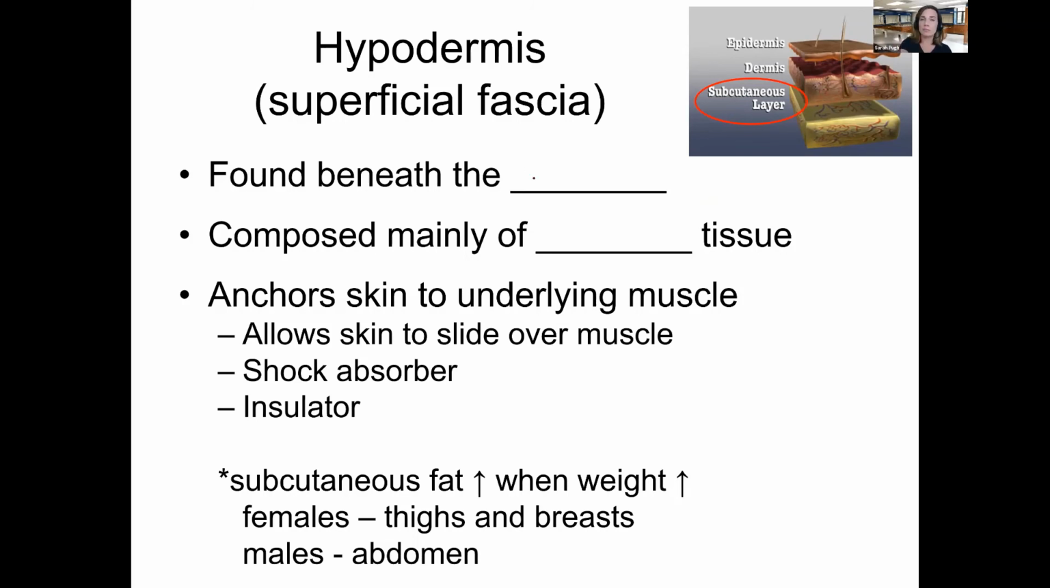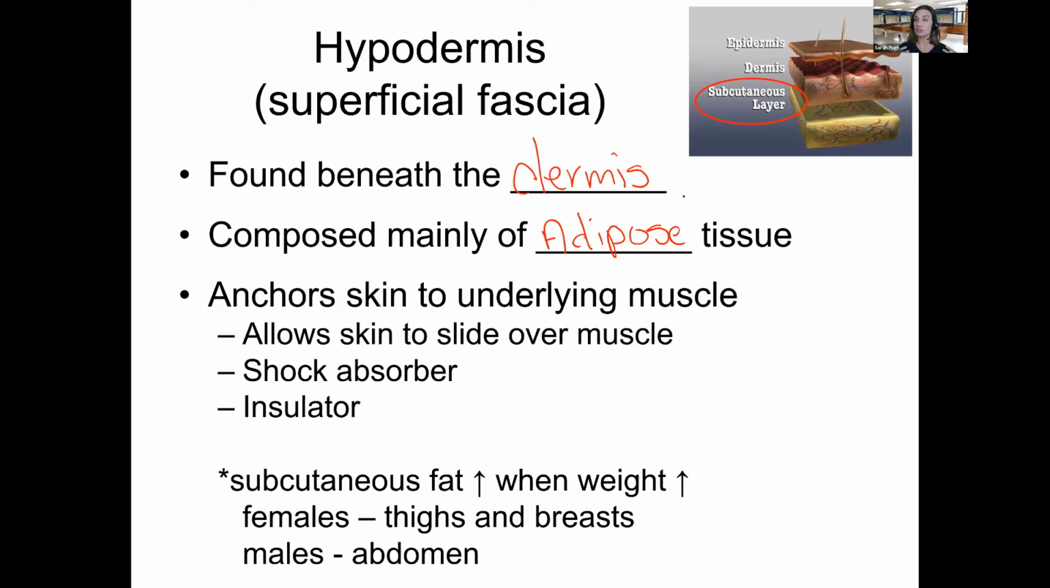So it is found beneath the dermis. And it's mostly adipose tissue, right? It's mostly fat. So it has all the same functions of fat. It is protective, it insulates, it absorbs shock, all of those things. It's very typical that this layer of fat in your hypodermis will increase when you gain weight. So typically when you gain weight, if you eat more calories than you burn throughout the day, your body's going to store it as fat.